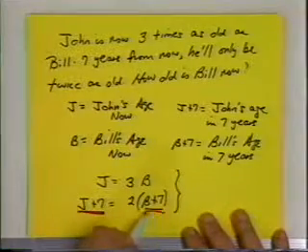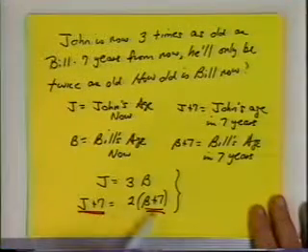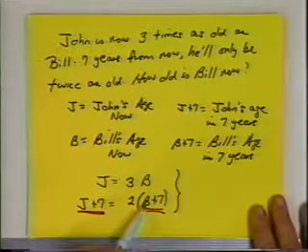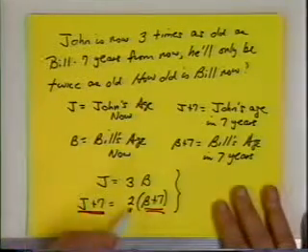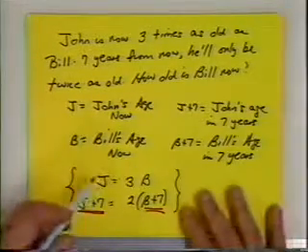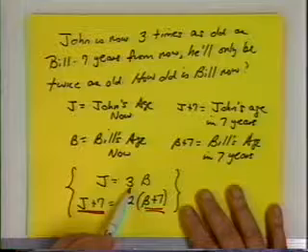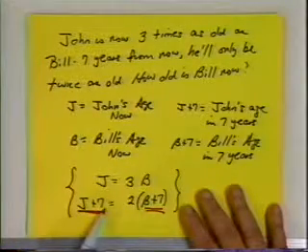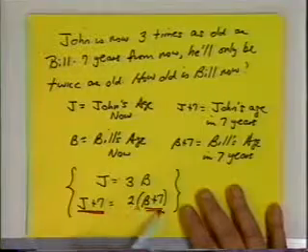Bill's age is going to be B plus 7. What's the thing that's being doubled? It's not B, it's Bill's age 7 years from now, which is Bill plus 7, B plus 7. So in other words, your 2 equations are what? J equals 3 times B, and the second equation is J plus 7 equals twice B plus 7.